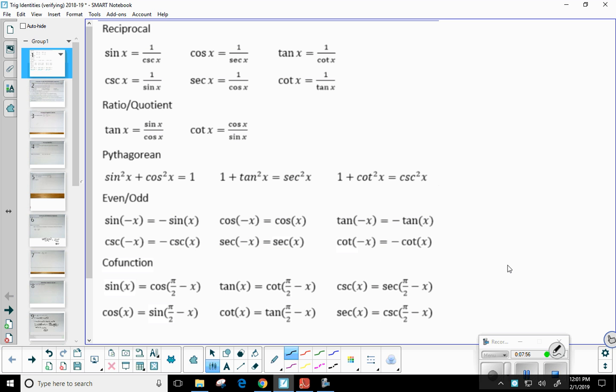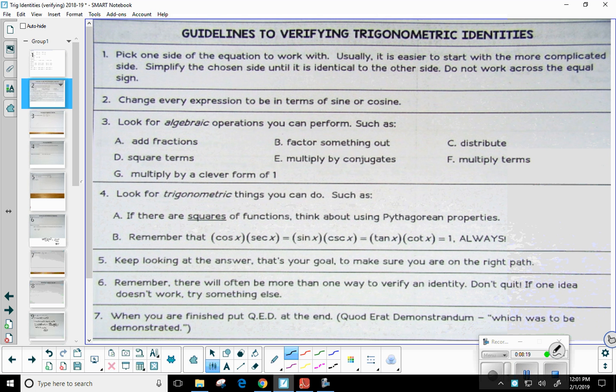Okay, and we're still using all these identities. We've got the reciprocals, ratio, quotient, Pythagorean, even, odd, and our cofunctions. So the ones that are probably not going to come up too much right now are the even, odd, and the cofunctions. Okay, but the other 3, those categories, those are going to show up a lot. Okay, well, what strategies do we have?